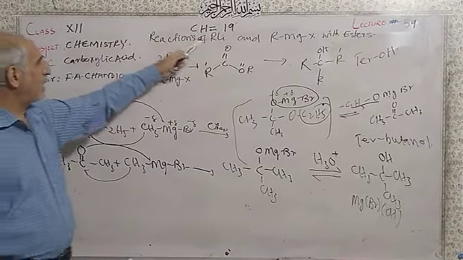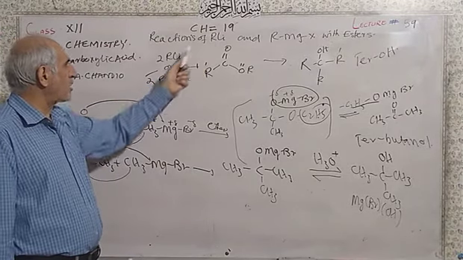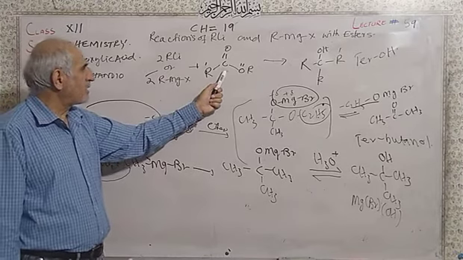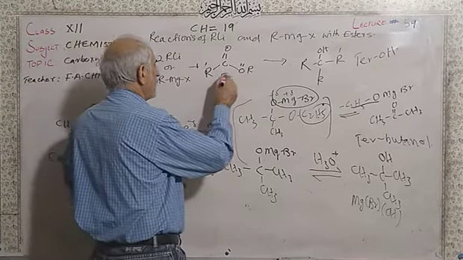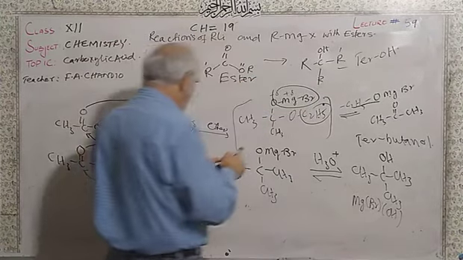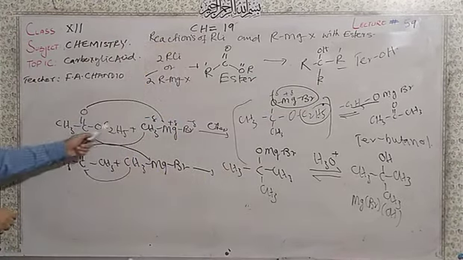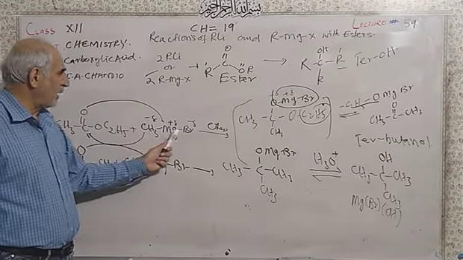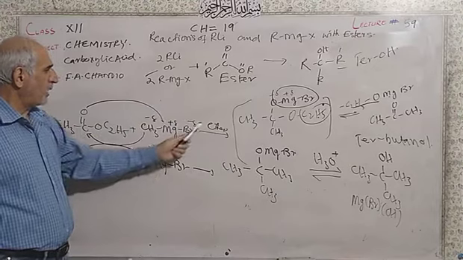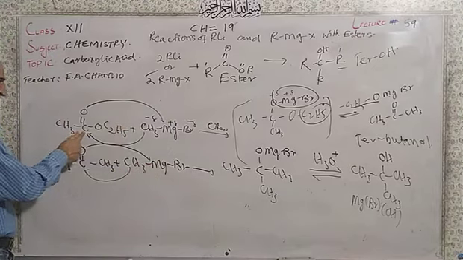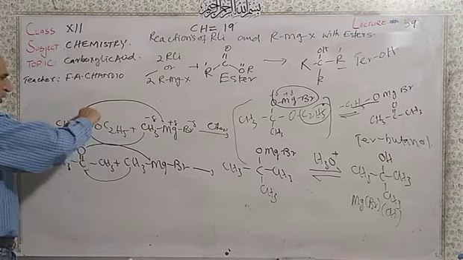Reaction of the organometallic compounds, alkyl lithium or alkyl magnesium halide, with the ester to form the tertiary alcohol. So this is the ethyl ester, and this is the Grignard reagent, methyl magnesium bromide, in the presence of ether. I told you this alkyl group attaches here, and the magnesium bromide goes with the oxygen.